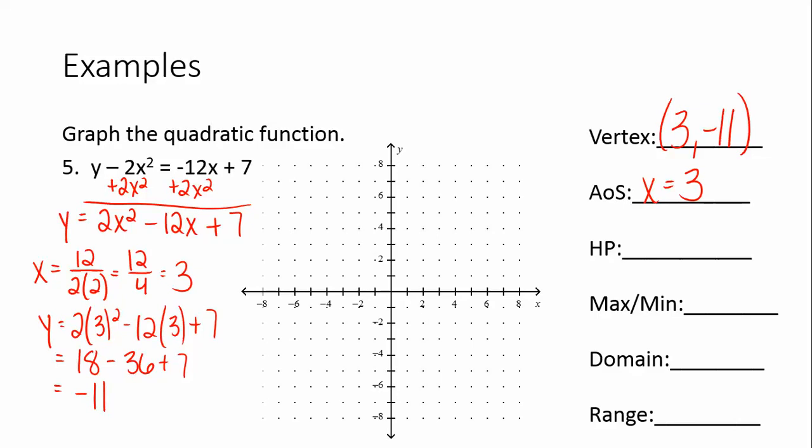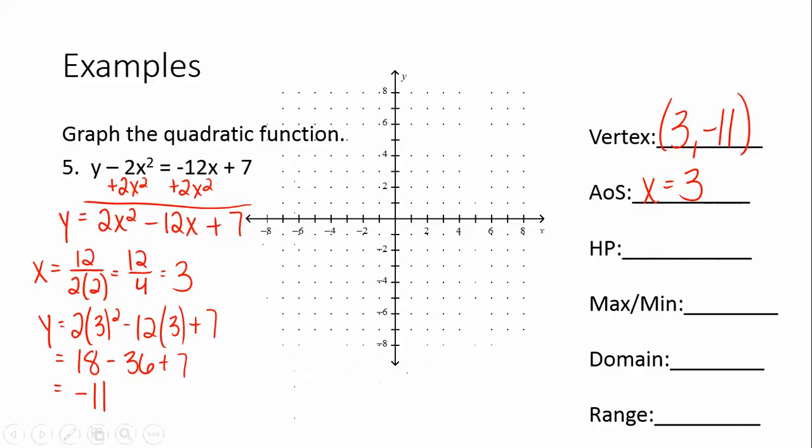So our vertex is at 3, negative 11, which now we're going to see is off the graph. I'm going to move mine up just a second. Okay, so I've moved my graph up so that I can at least get to my vertex. But I'm going to go over 3 and down 11, 9, 10, 11. So we're roughly right here. Here's my axis of symmetry through x equals 3.